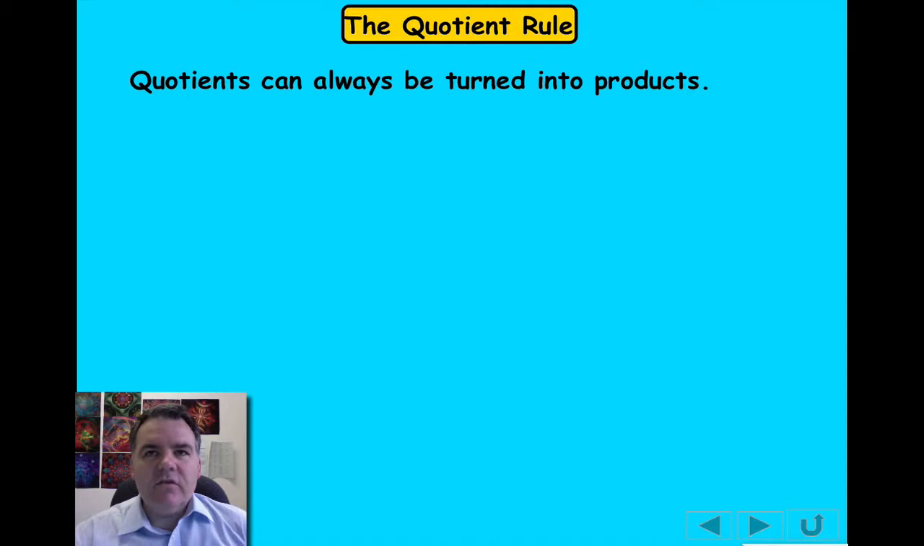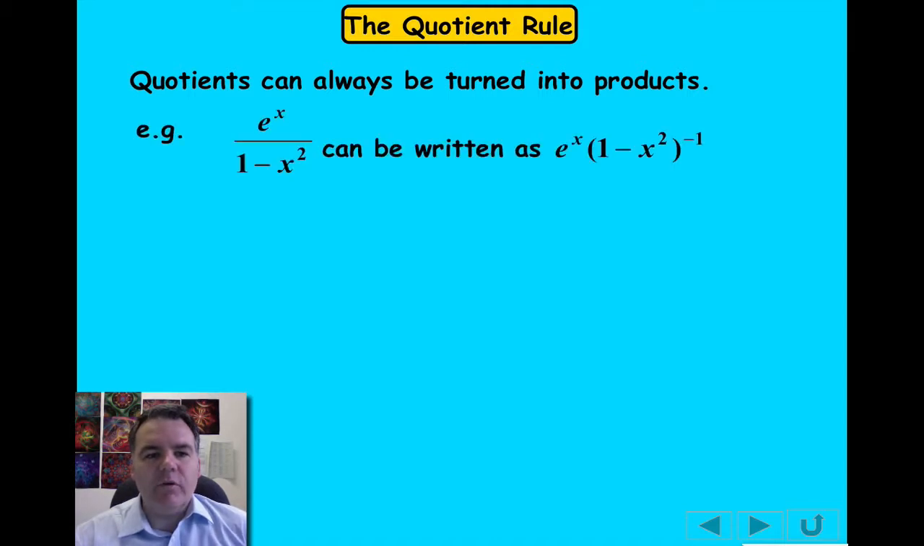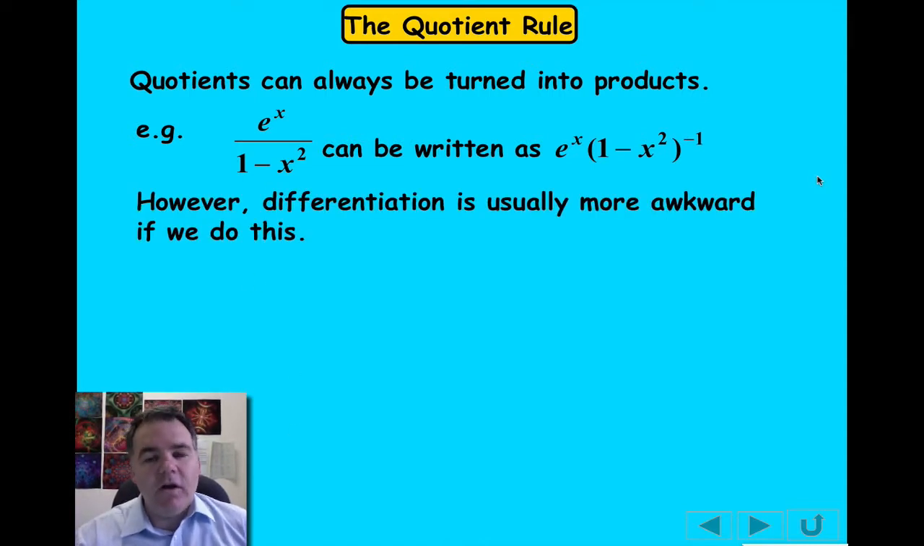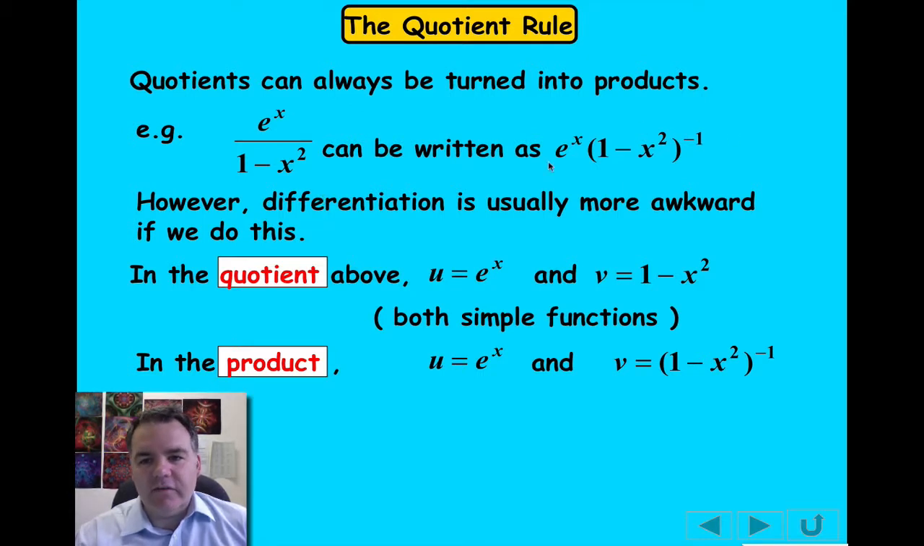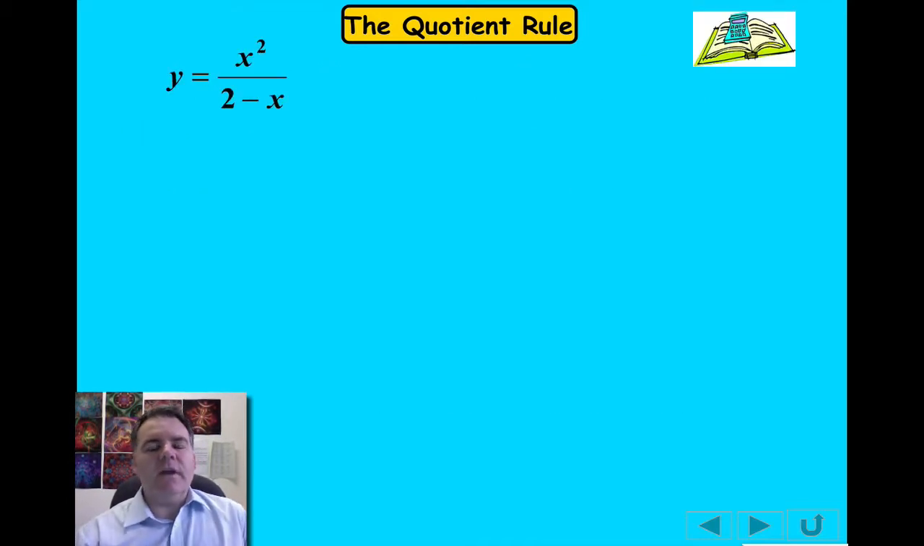You can turn all quotients into products. So if we look at this, e to the x over 1 minus x squared, you can write that as a product by taking the whole bottom line and putting it to the top. That's fine, but it is a lot more awkward. If we just use the quotient rule for this one, we've got u equals that and v equals that, no problems to differentiate those two. However, if we use this version and do the product rule, the second one is a lot more nasty because we have to use the chain rule. I think it is a lot easier most of the time to use the quotient rule where you actually have a quotient. Okay, so let's do one more example.